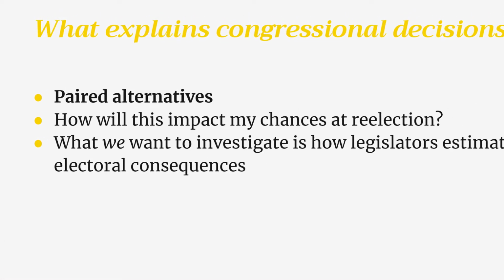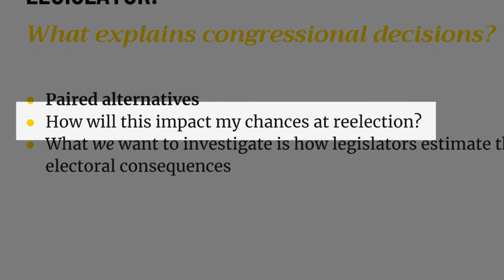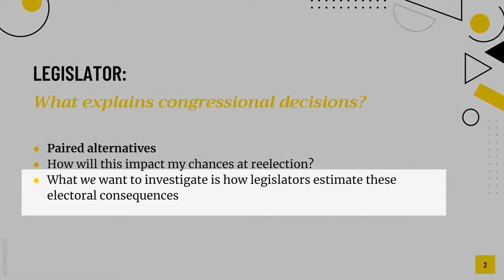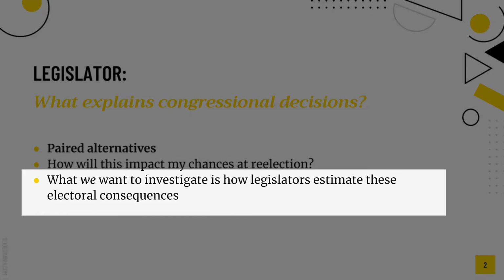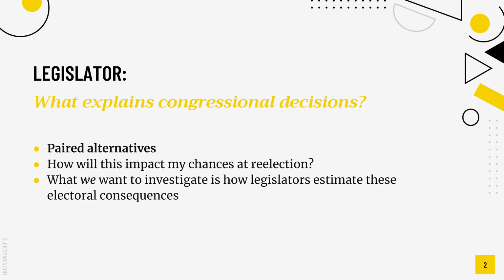Right? So when they face these decisions, they're thinking, okay, I have A or B, yay or nay. How will my yay vote impact my chances at re-election, right? Compare that to how will a nay vote impact my chances at re-election. This is the decision-making process of a legislator. And so what Arnold wants to investigate is how this estimation process goes, right? How exactly are legislators estimating electoral consequences? And so that's at the key of his theory.